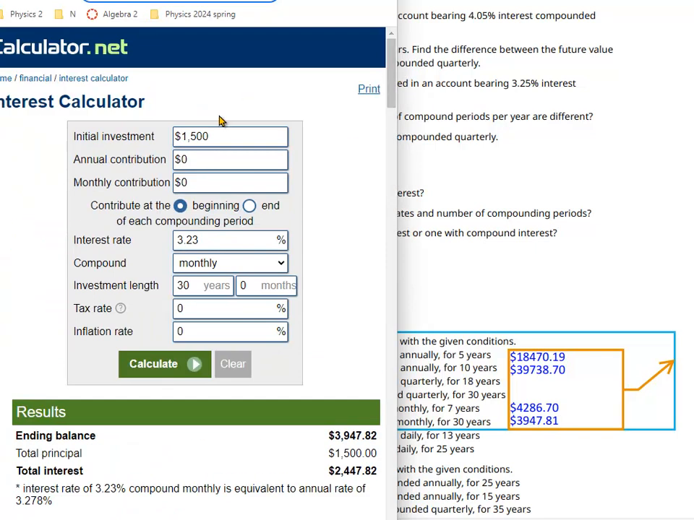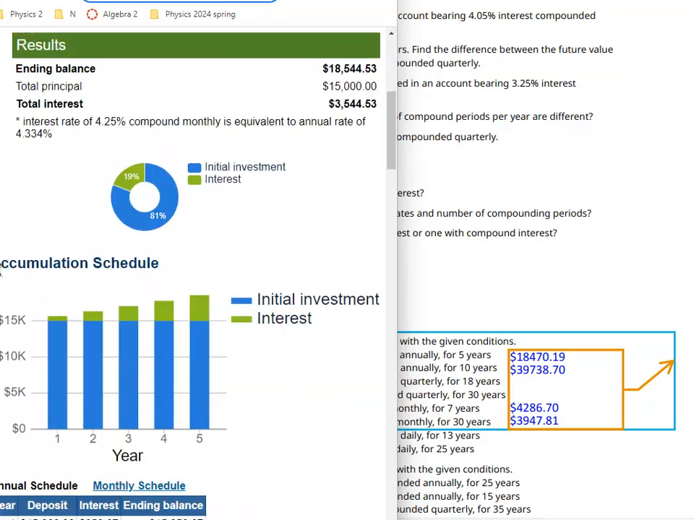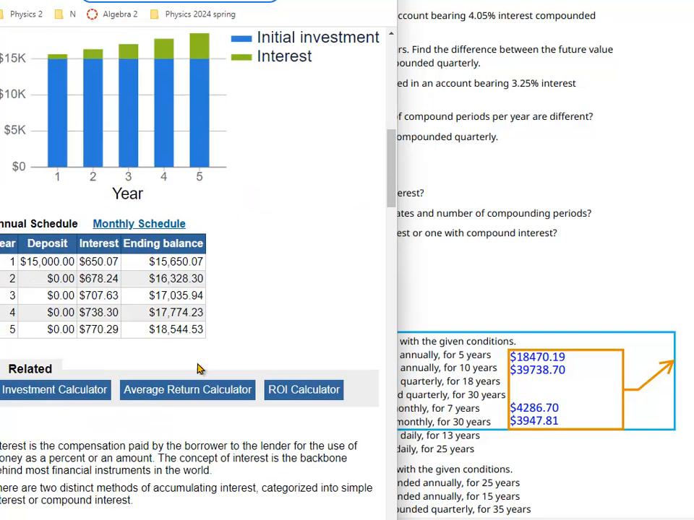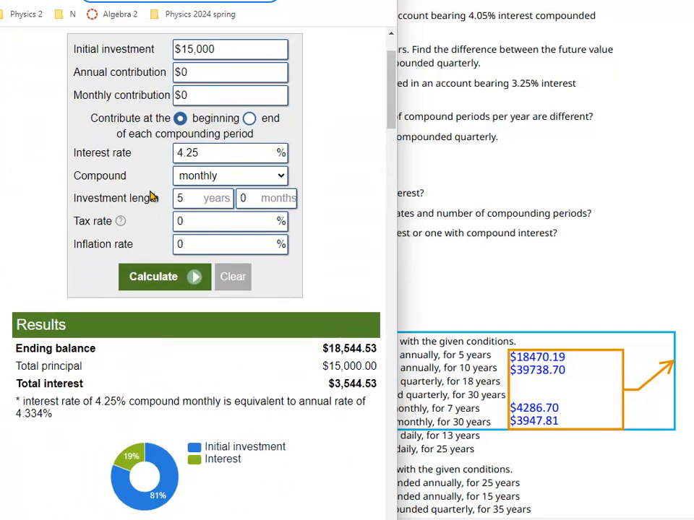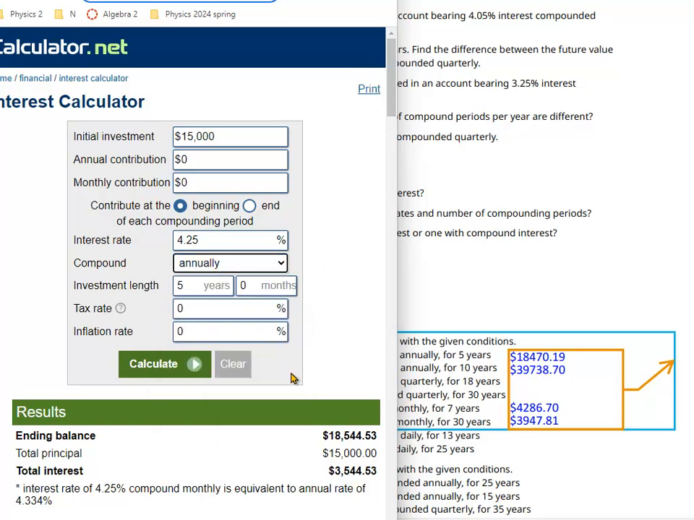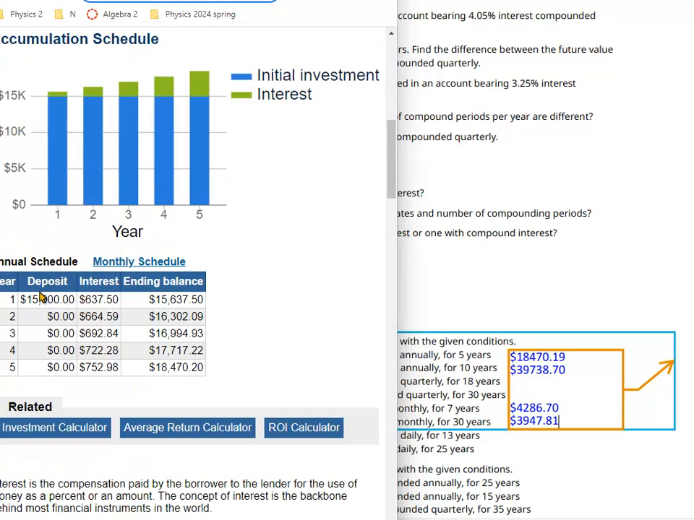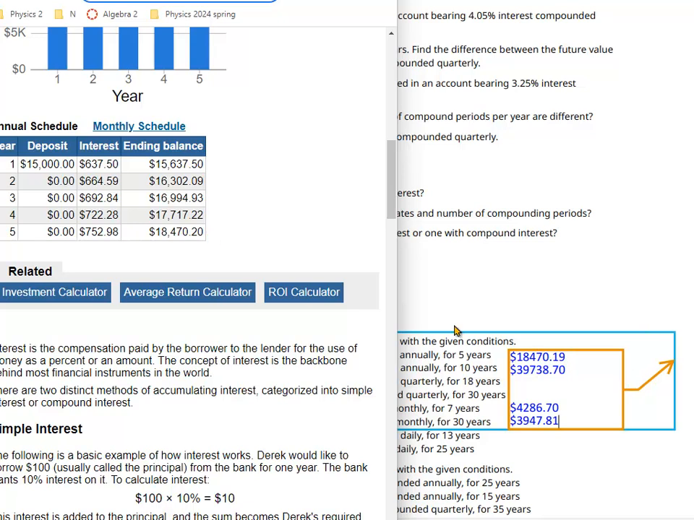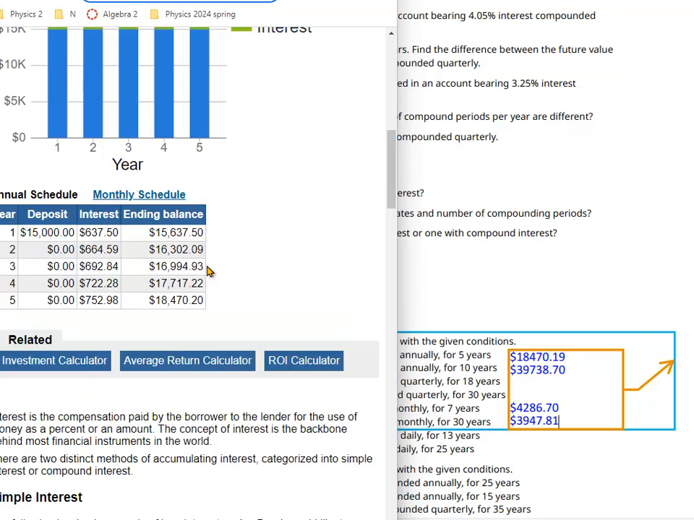And of course, if I had done the first 2 problems here, which were 15,000 and 4.25% for 5 years, it would of course also calculate the correct numbers here. Well, why not? Oh, because it kept it monthly. Annually, the first 2 problems were annually, so there we go. 18,470, and again, it rounds differently than what the bank wants, I guess.